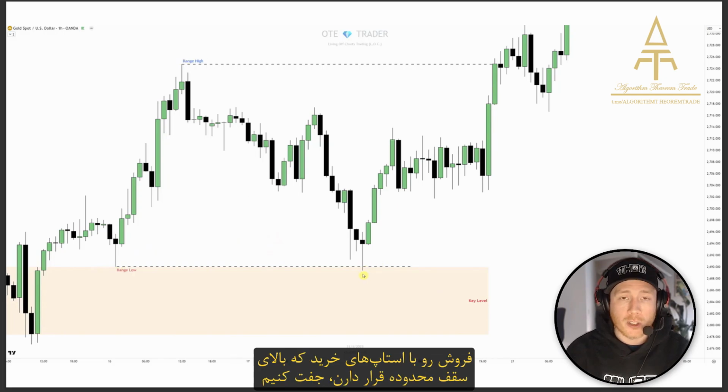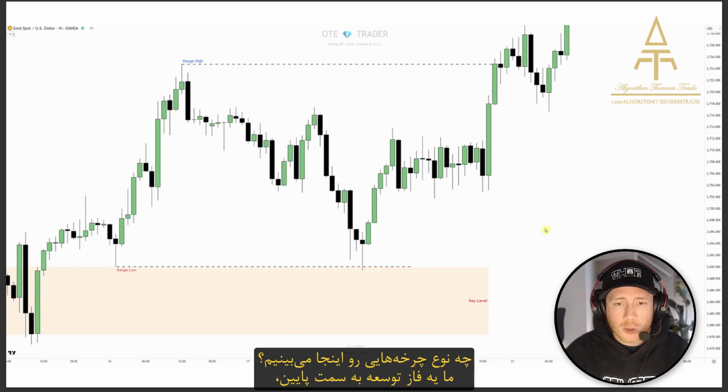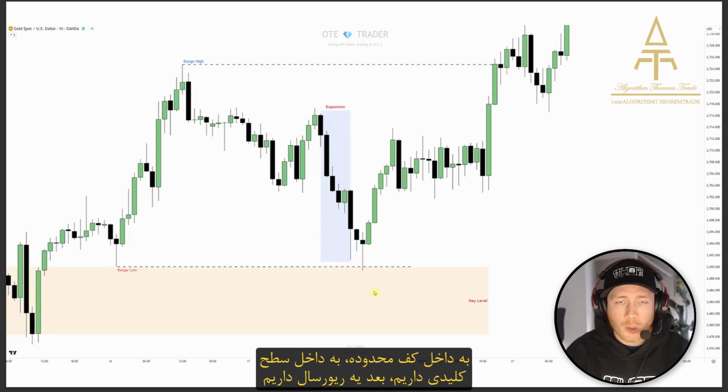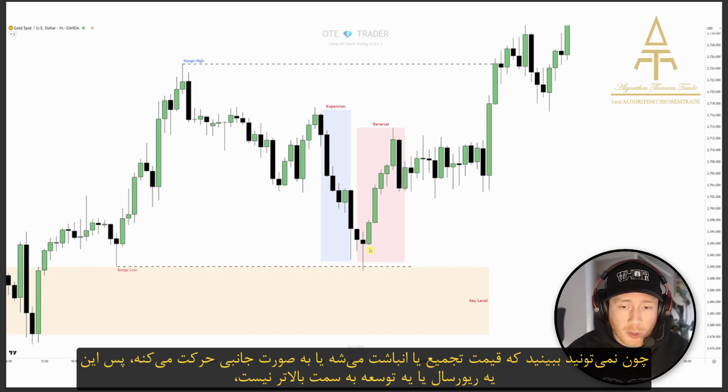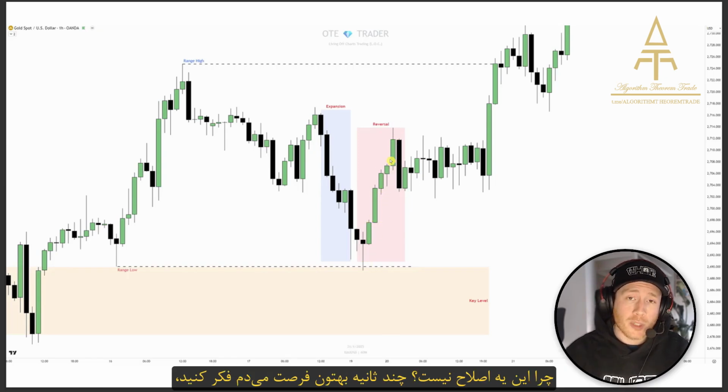We want to pair up the sell stops with the buy stops that are resting above the range high. What kind of cycles are we seeing over here? We've got an expansion phase down into the range low, into the key level. Then we've got a reversal, because you cannot see price consolidate or accumulate or go sideways. So this is a reversal or an expansion higher. Why is this not a retracement? I'll give you a few seconds to think.